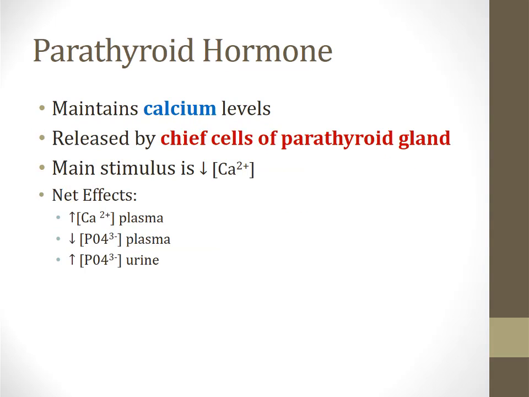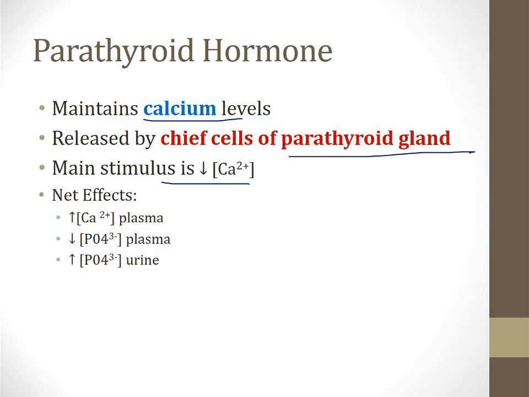Parathyroid hormone is released by the parathyroid gland, and I talk about this in more detail in the parathyroid video in the endocrine section. The role of this hormone is to maintain calcium levels. It's released by chief cells of the parathyroid gland, and the main stimulus for release of parathyroid hormone is hypocalcemia.